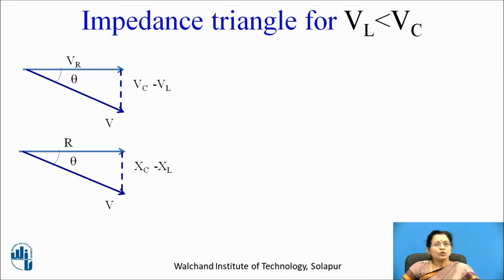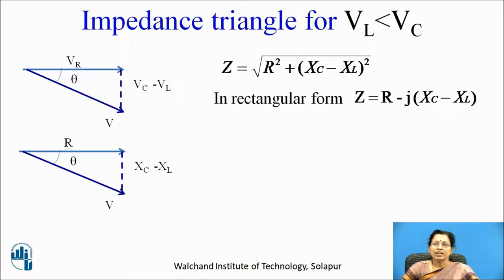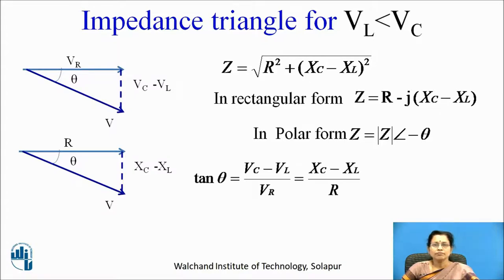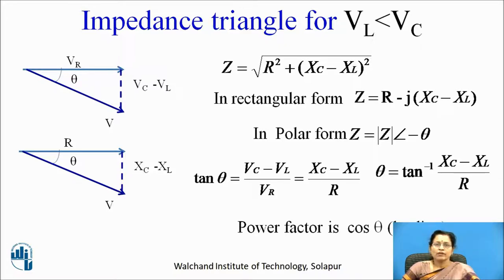So we can draw the voltage triangle and impedance triangle like this, and Z equal to under root R square plus XC minus XL bracket square, and in rectangular form Z equal to R minus j in bracket XC minus XL, and in polar form Z equal to magnitude of Z angle of minus theta. And from these triangles we can write down tan theta, and we can calculate theta as tan inverse of XC minus XL by R. So power factor is cos theta, and cos theta is here leading power factor because the circuit is capacitive in nature.